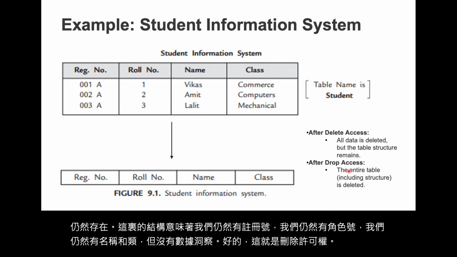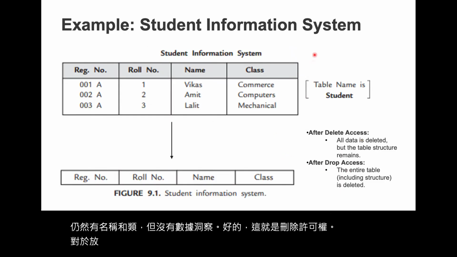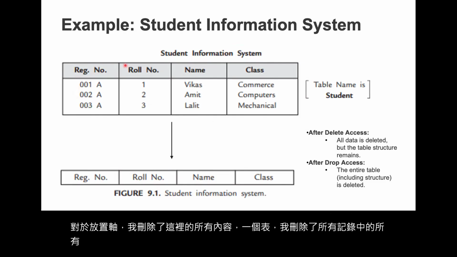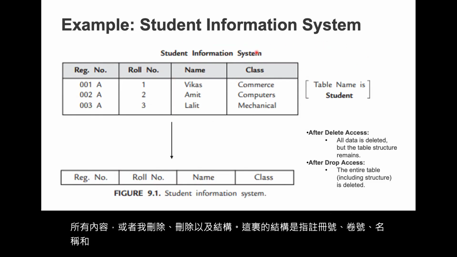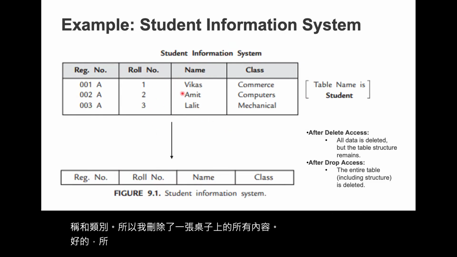For the drop access, I delete everything here. One table, I delete everything inside, all the records, and also the structure. The structure here means the registration number, the roll number, name, and class. So I delete everything, one table. Okay, so I'm left with nothing if I have this kind of drop access. So you know the difference, right?